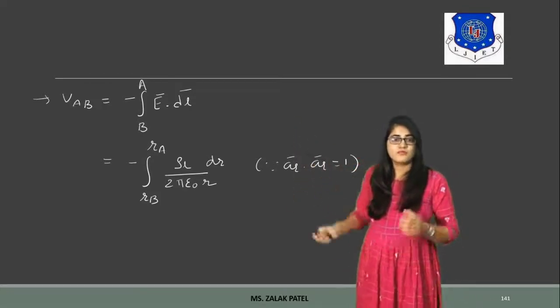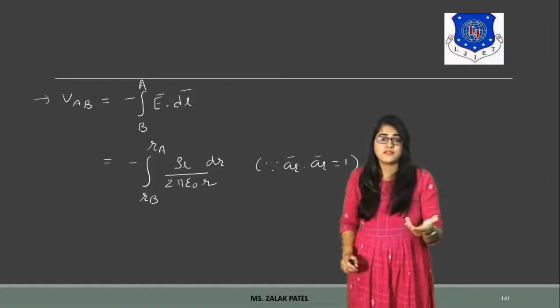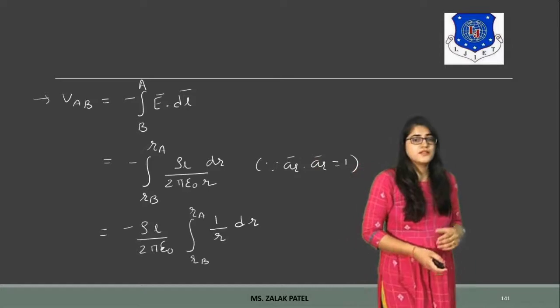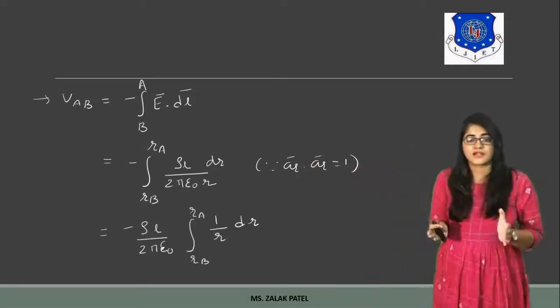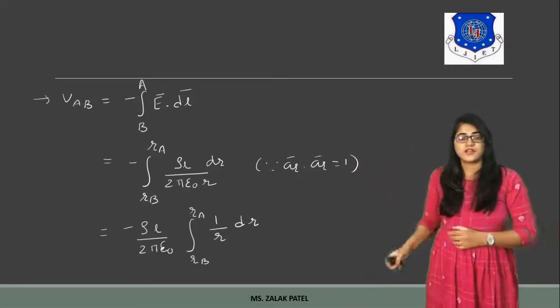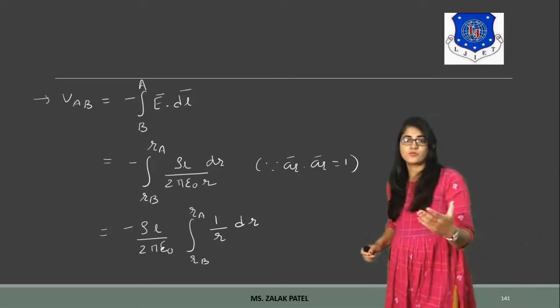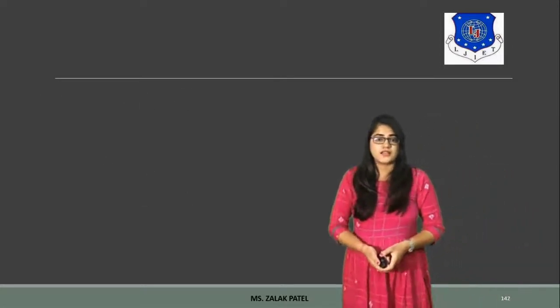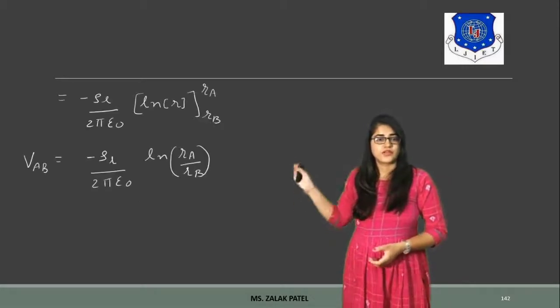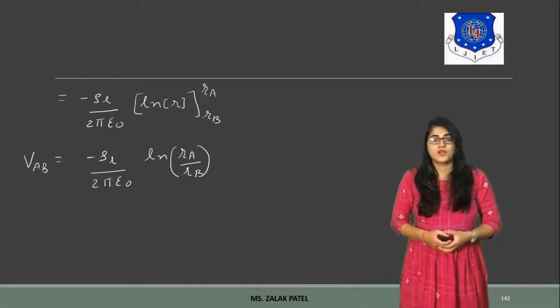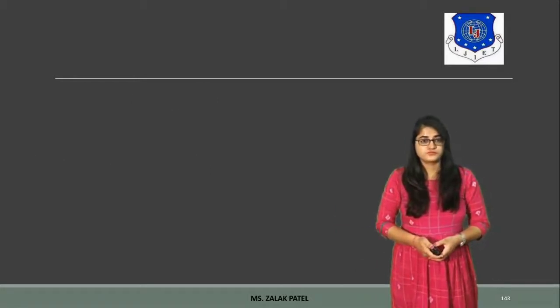A is our upper limit because VAB is there. If VBA is there, then you have to take RB and RA. If you solve this, the constant terms come out of the integration: minus rho L upon 2 pi epsilon 0, integration of 1 upon r is ln r, and the limits are RA and RB. So it can be like this. This is our final equation for the potential due to line charge distribution.